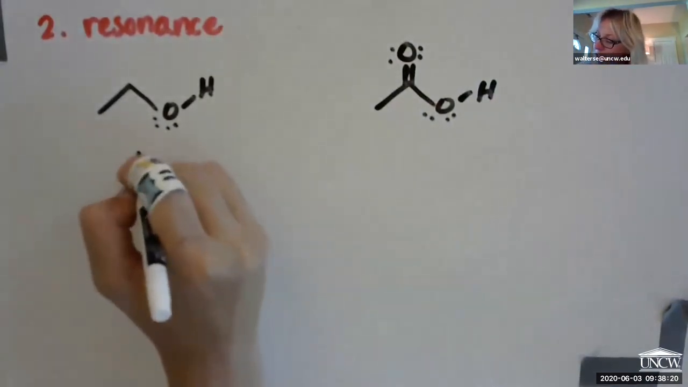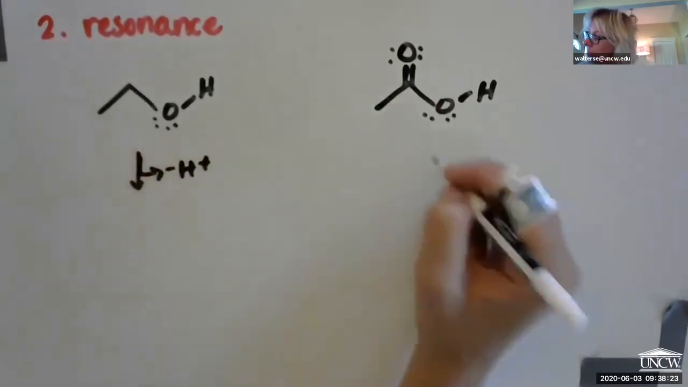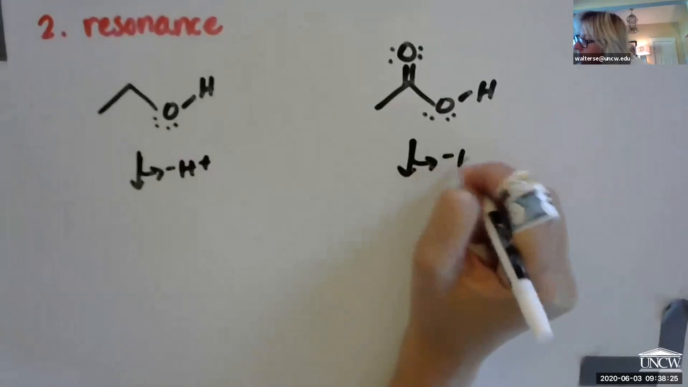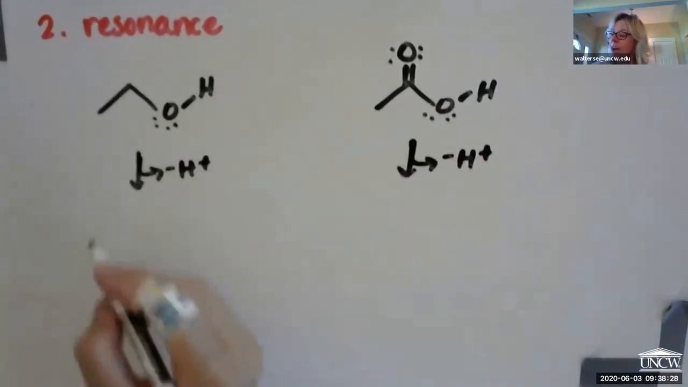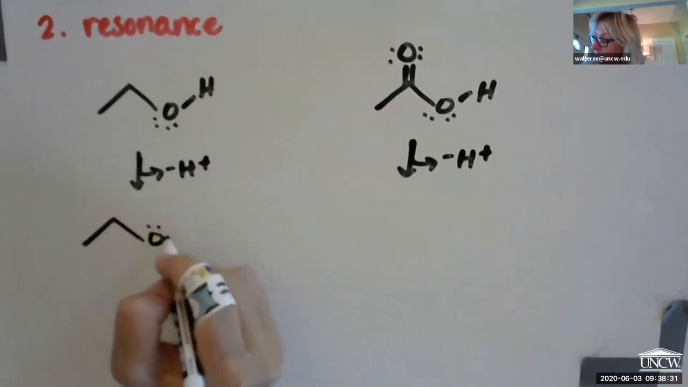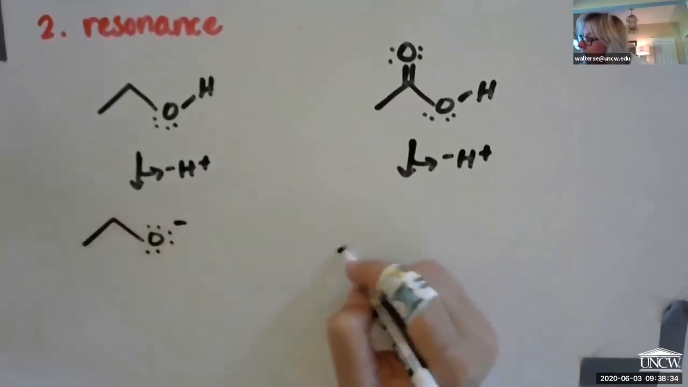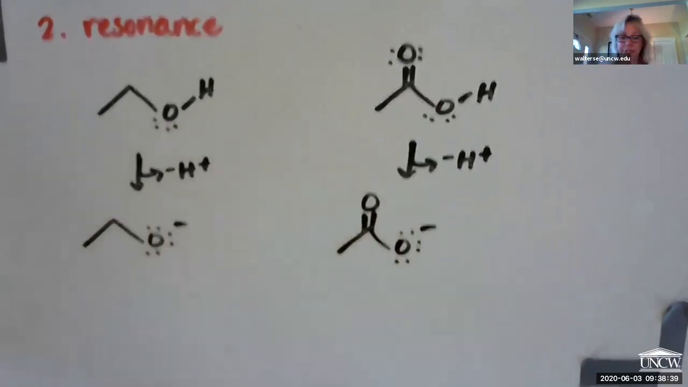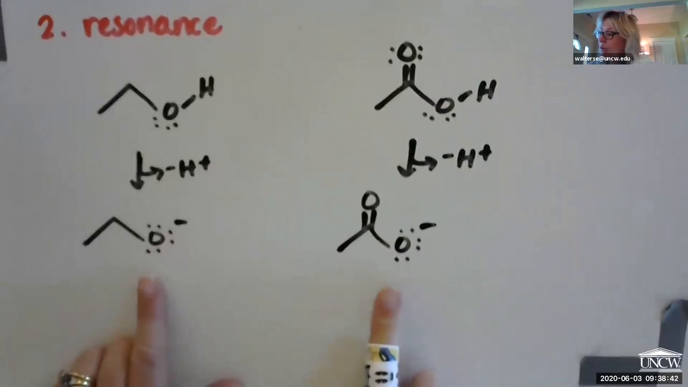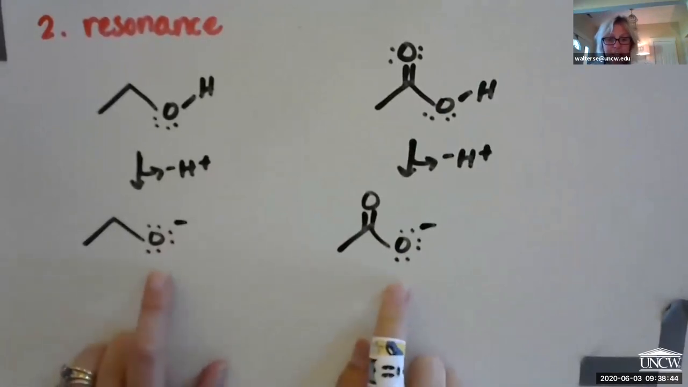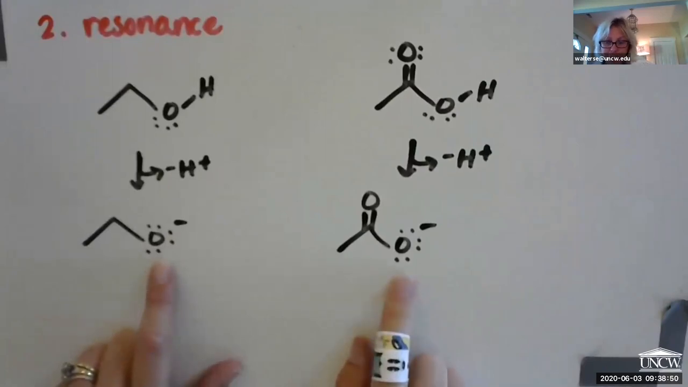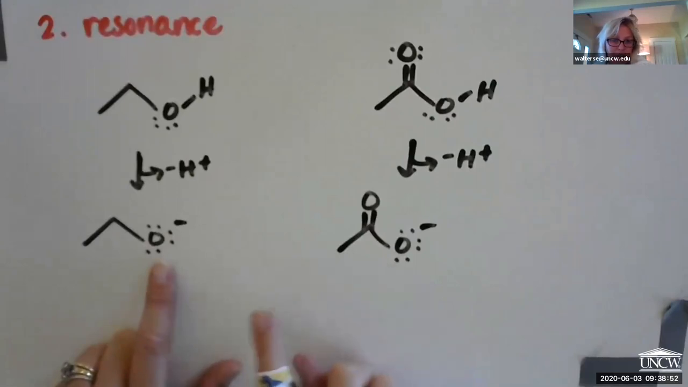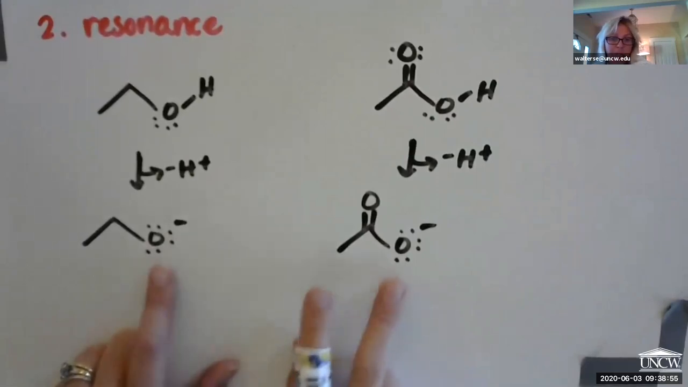If both of these lose a proton, they're both going to end up with an oxygen atom having to carry a negative charge. So if you would start your analysis, you would say, I have oxygen carrying a charge, oxygen carrying a charge. So atom identity isn't going to help you determine which of these two is more stable.